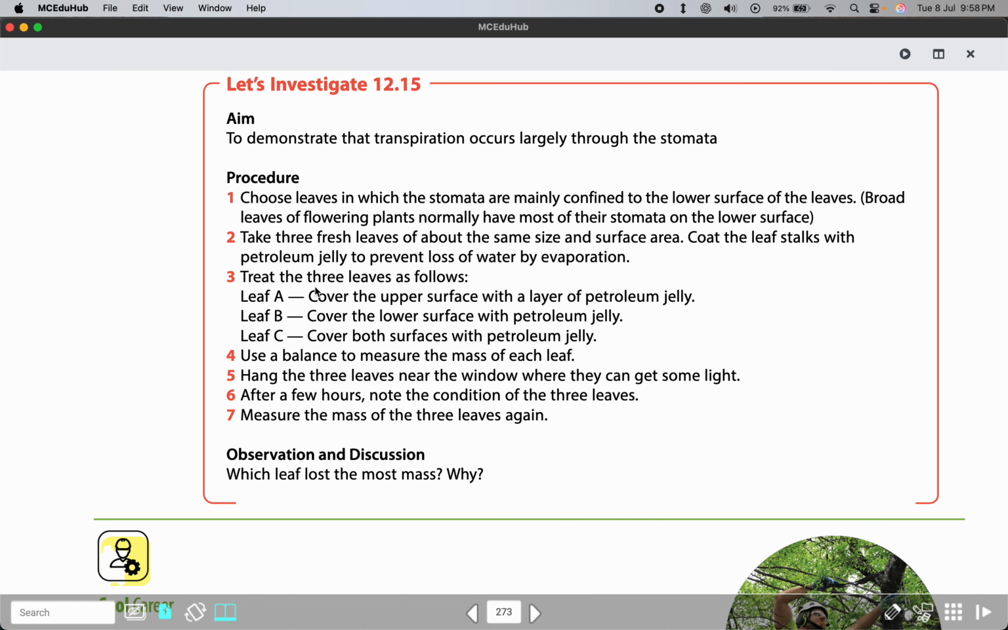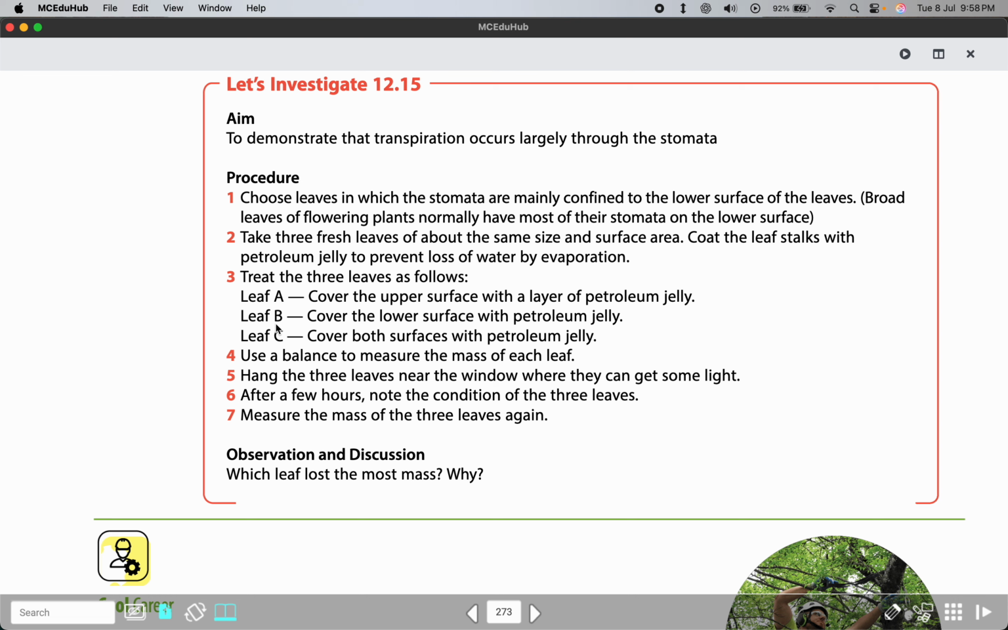Again, same thing. If we do one experiment with petroleum jelly, for leaf A we cover the upper surface with a layer of petroleum jelly, for leaf B we cover the lower surface, and for leaf C we cover both surfaces. Which do you think will lose the most water? The answer is leaf A, because the lower surface is exposed, so you lose a lot of water.